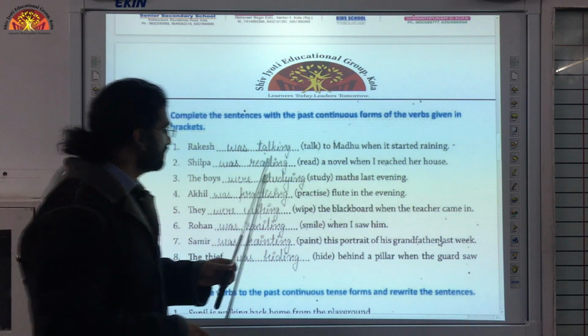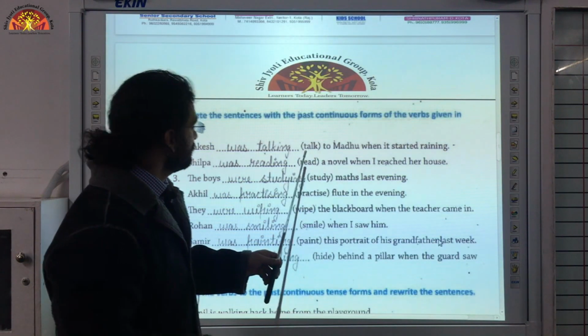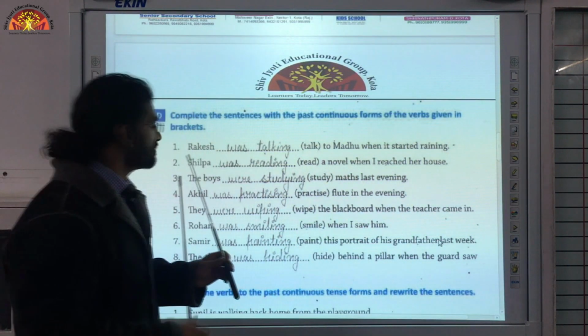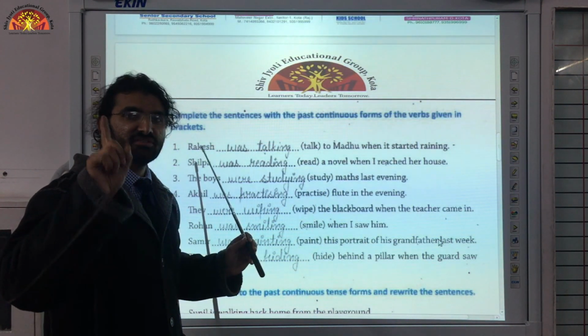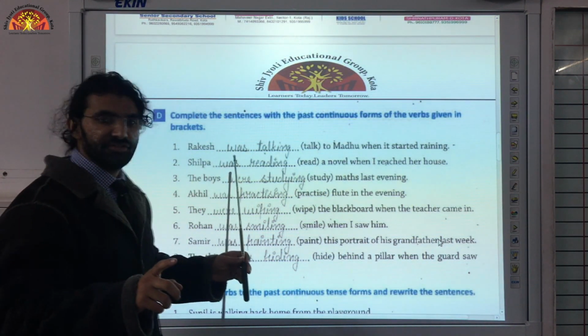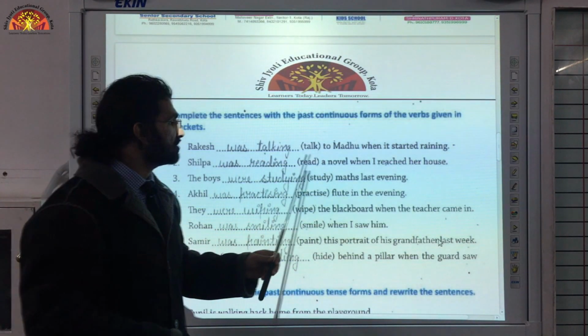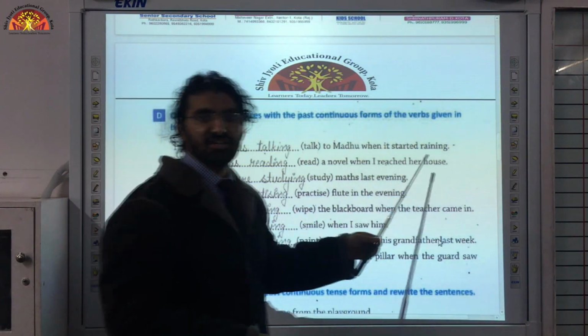Rakesh dash talk to Madhu when it started raining. Rakesh, one person, two persons? One person, singular. So Rakesh was. Talk plus ing, talking. Rakesh was talking to Madhu when it started raining. Okay?